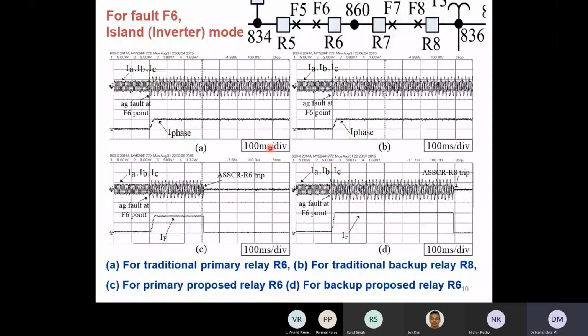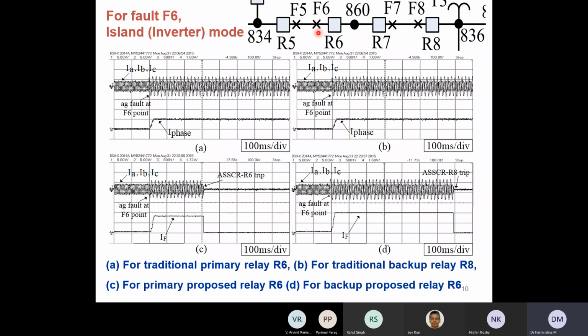The sample results are shown here. A portion of the network is considered where nodes 834, 860 and 836 are connected by lines. R5, R6, R7, R8 show the relay locations, and several fault locations F5 to F8 are shown in this diagram. For example, when a fault occurs at point F6, as I said, relay R6 acts as the primary relay, and in order to back up, relay R8 acts as the backup relay.